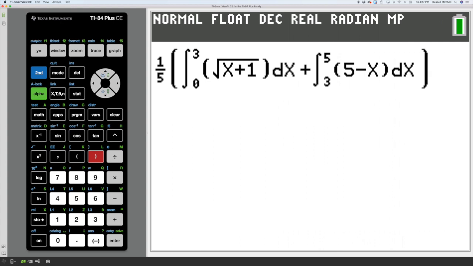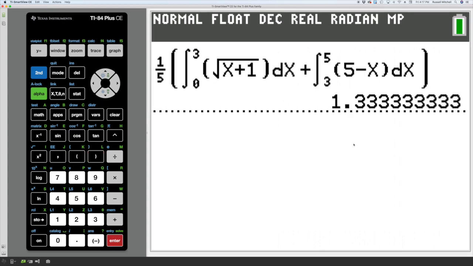I should have said this at the very get-go, right up here: we need to make sure we're in radian mode. It won't matter for this one because it's not involving trig functions, but if it was, we'd want to make sure we're in radians. So if I press enter, we get 1.33333. Rounding to 3 decimal places, because that's what you need to do for the AP exam, this is 1.333. Now, one thing we should recognize is that if you see 0.3 repeating, we should recognize that as the fraction 1/3.